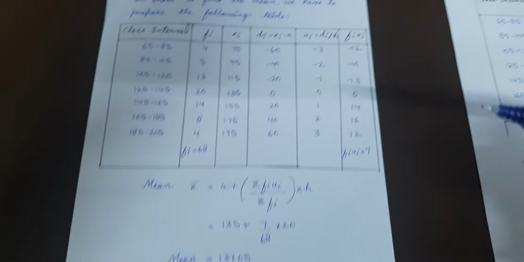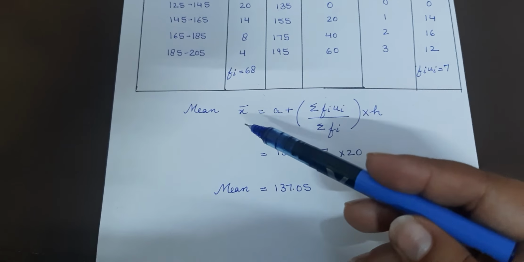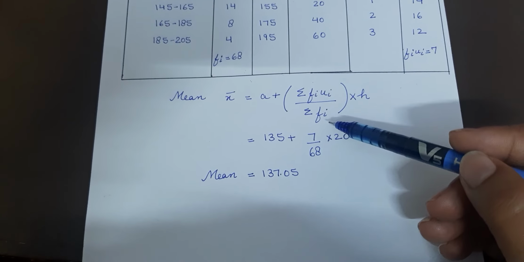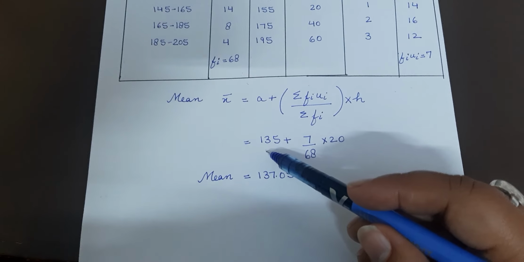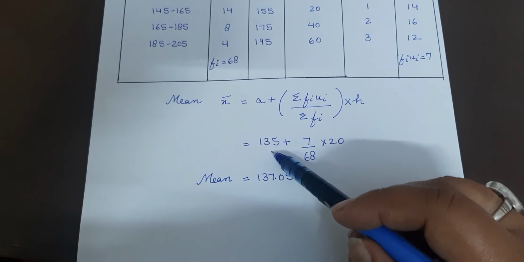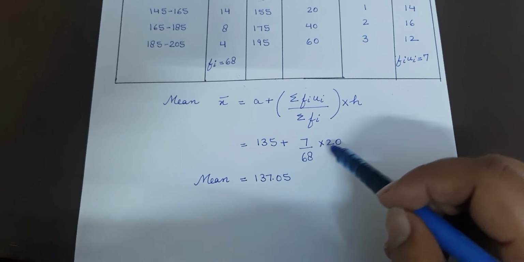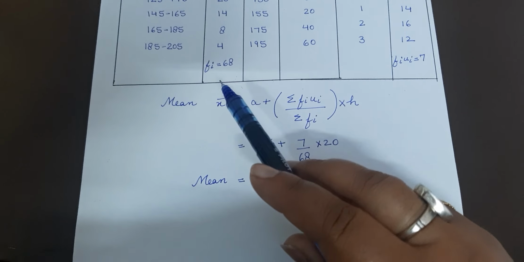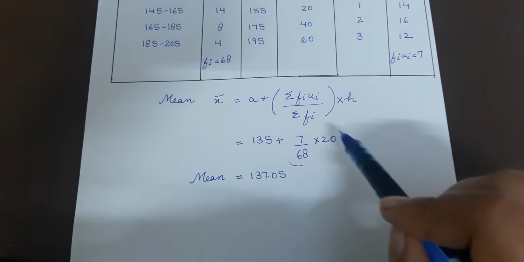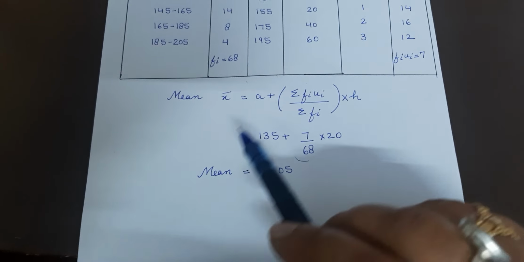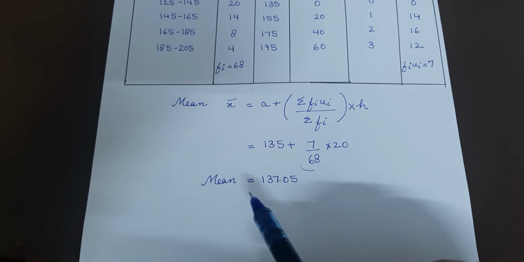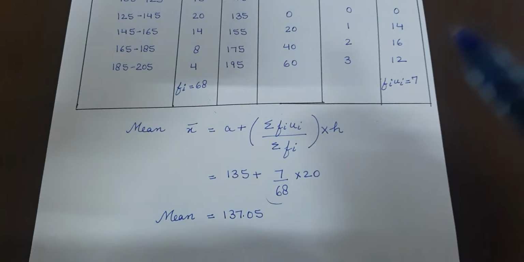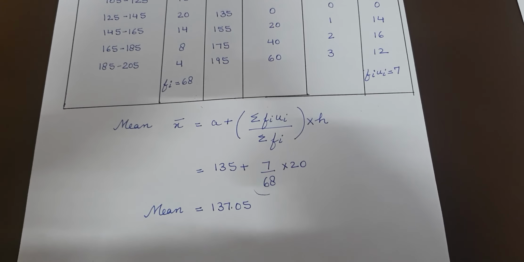As you all know, the formula for the mean is equal to a plus summation of fi ui upon summation fi into h. I have already discussed why we take a equal to 135. Now putting in all the values, summation fi ui comes out to be 7, and summation fi is 68, into 20, our class width. Just solving it, we get the value of mean as 137.05. So I think you now understand this question very clearly.